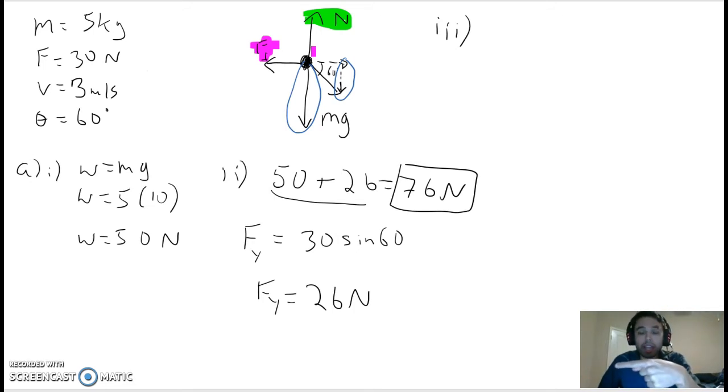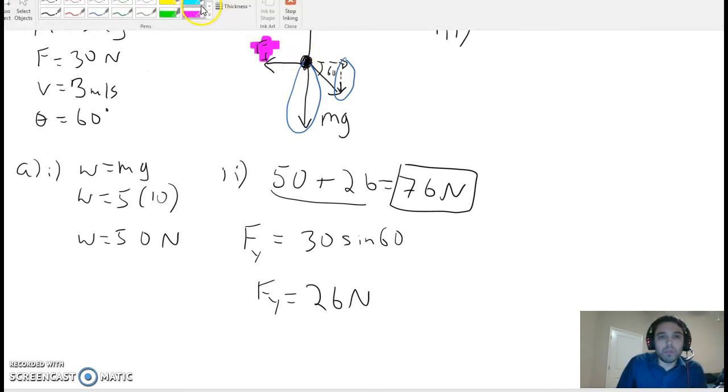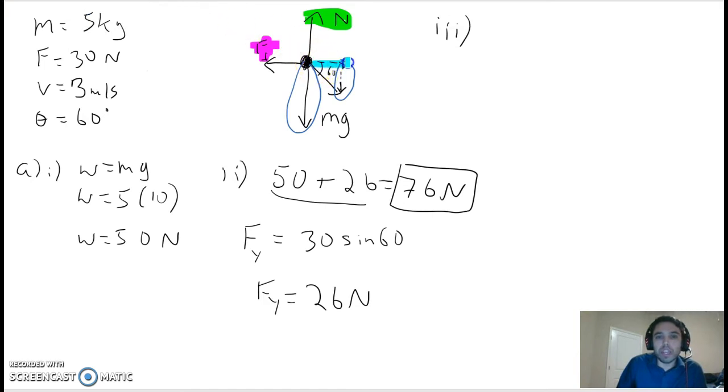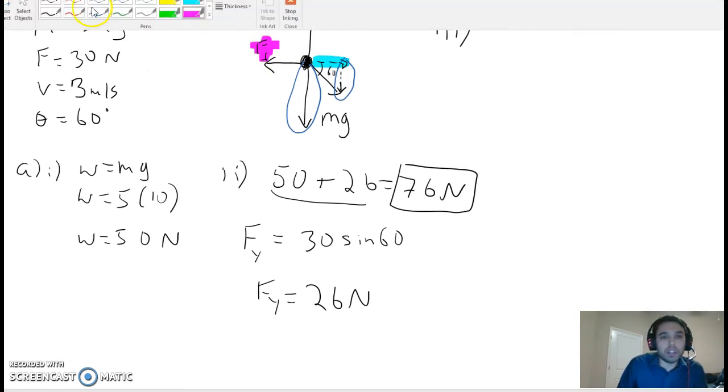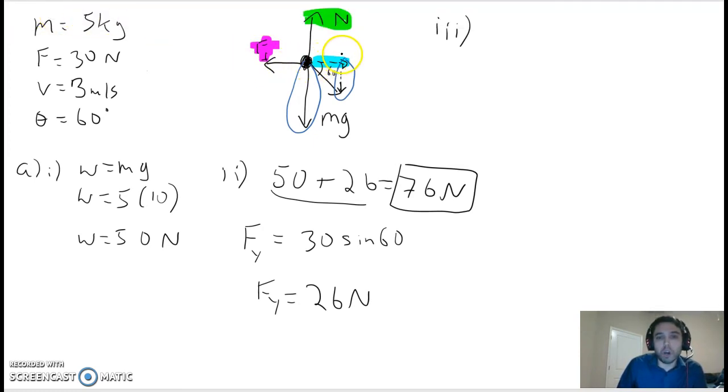But it must cancel out with the component of the applied force going the other direction. So if we can find that component of the applied force, it must equal the friction force, because they're pointing in opposite directions and they must cancel out. So we're going to find that component in order to find the friction force.